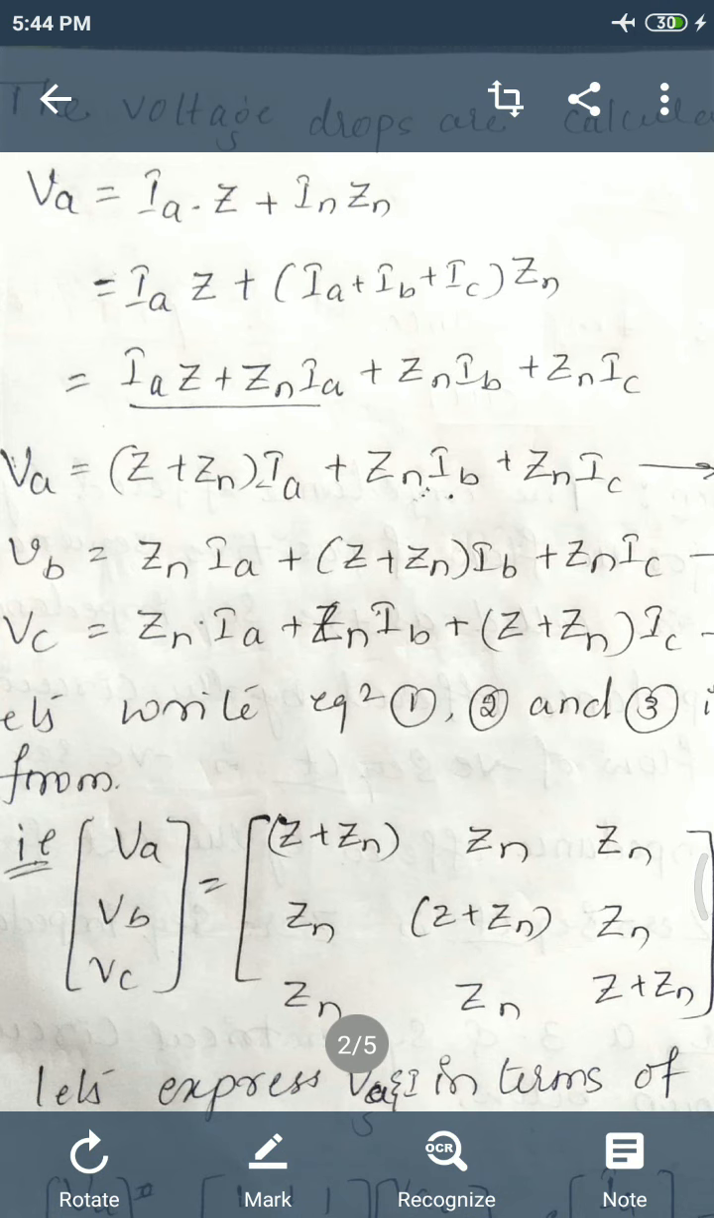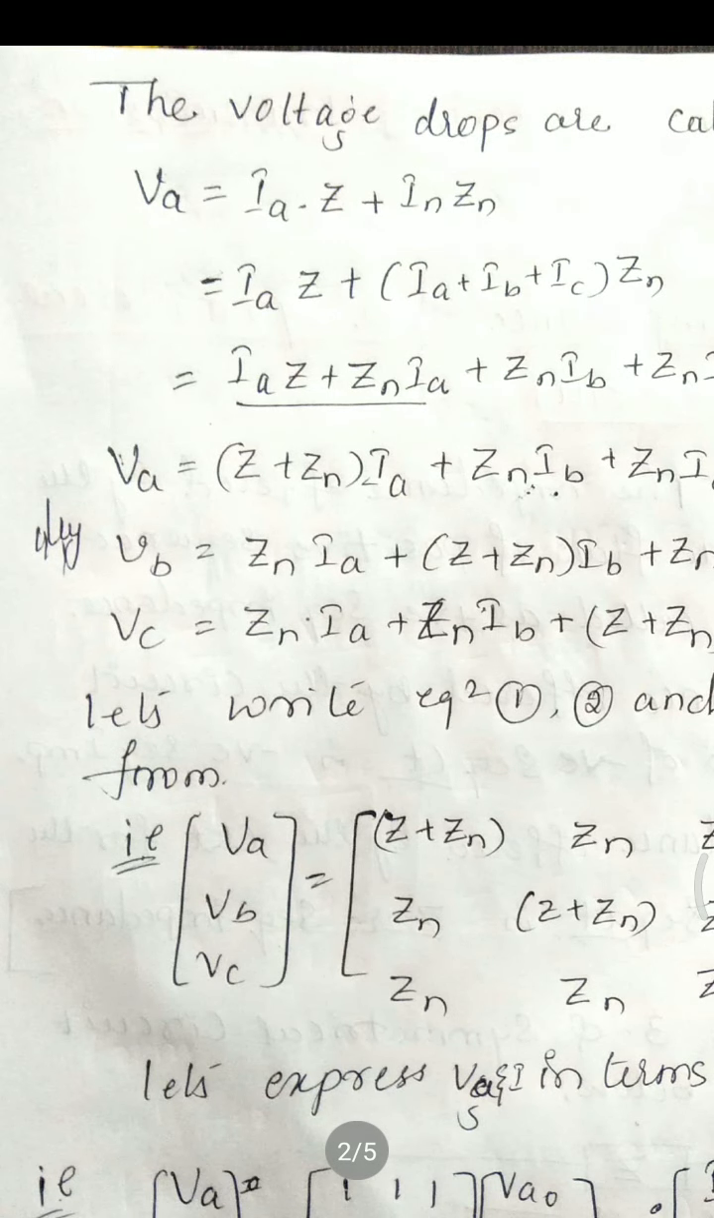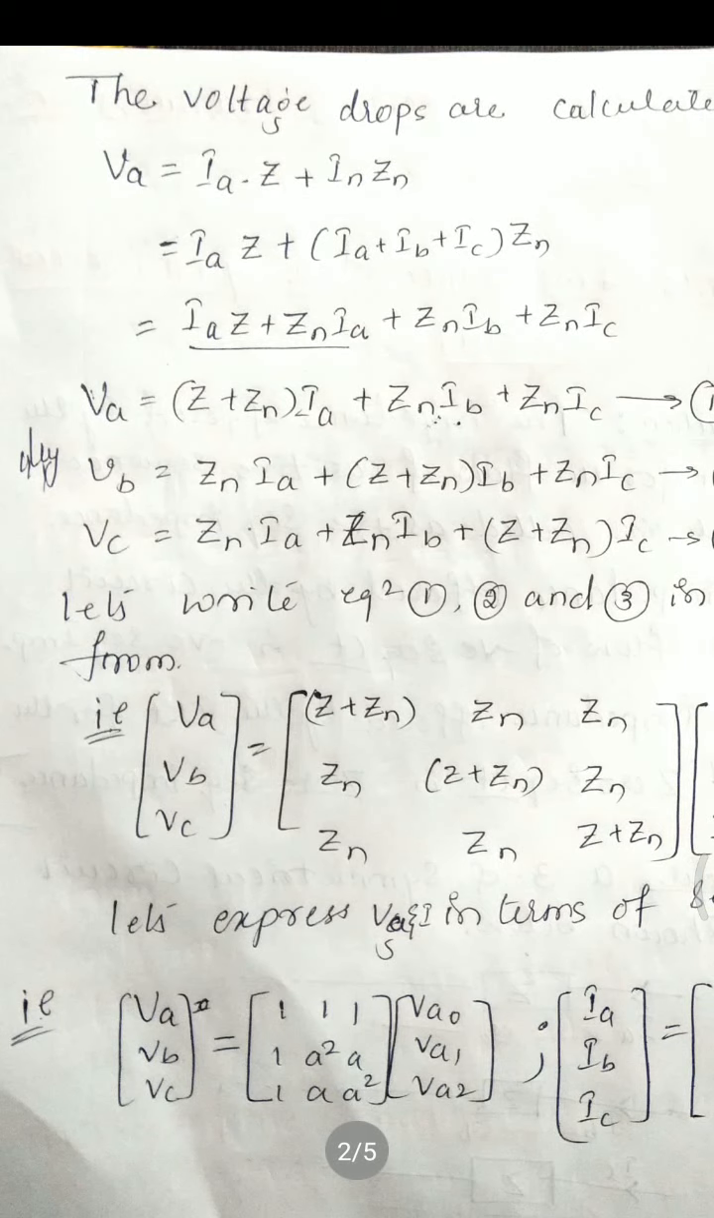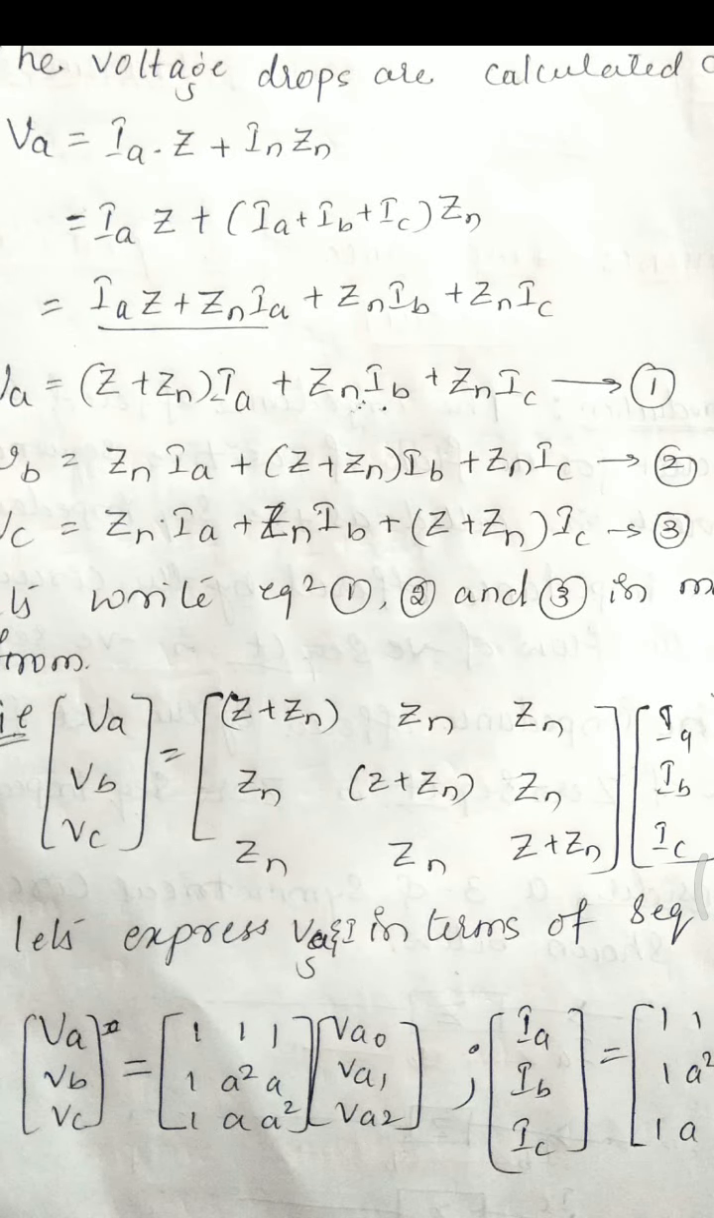Once we expand this equation, take the terms IA, IB, IC separately. When you expand, IA Z plus ZN into IA, take IA outside: Z plus ZN. Similarly, express VA in terms of IA, IB, IC along with Z. VA is equal to Z plus ZN into IA plus ZN into IB plus ZN into IC. Similarly, VB can be calculated by applying the same formula: VB is equal to ZN IA plus Z plus ZN IB plus ZN into IC. Similarly, VC is ZN into IA plus ZN IB plus Z plus ZN IC.